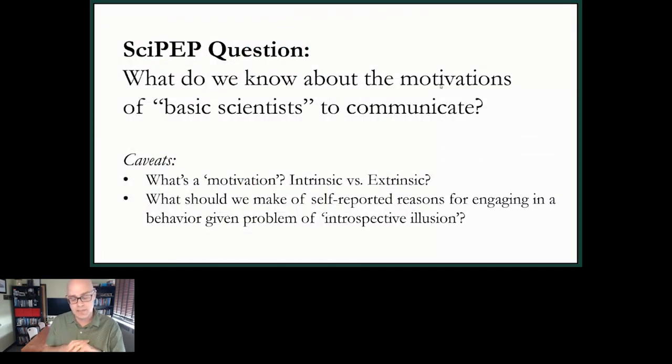Another one, and I'm going to be a little bit tricky, a little caveat here: what motivates scientists? We actually don't use the word motivation in our work. There's a whole body of social science literature on motivation. Self-determination theory gets into this idea of intrinsic versus extrinsic. There's a whole issue too about asking people what motivates them. We generally don't do that because of this idea of introspective illusion.